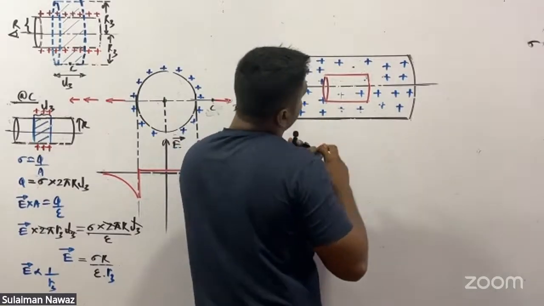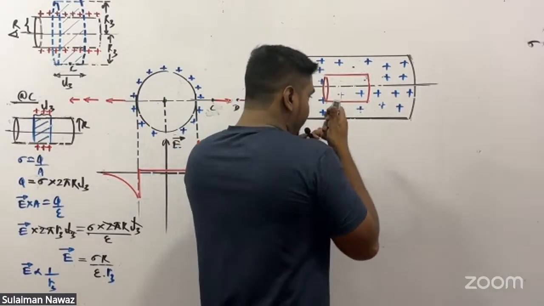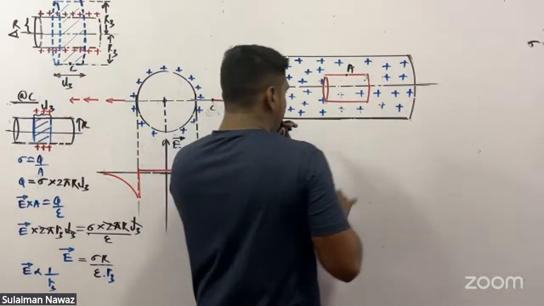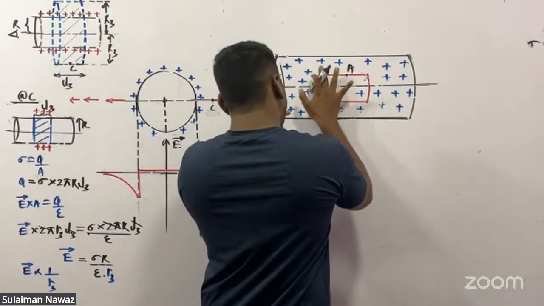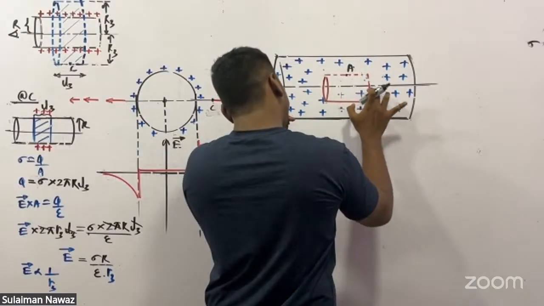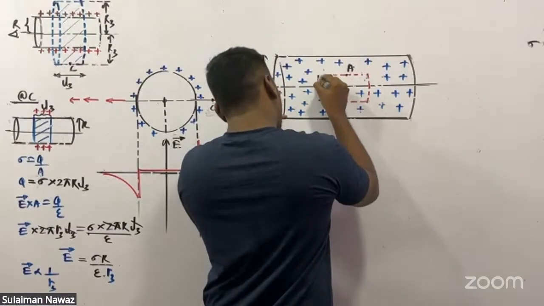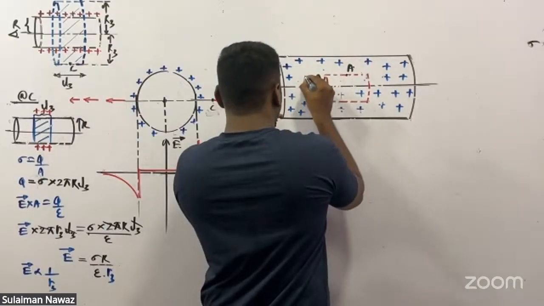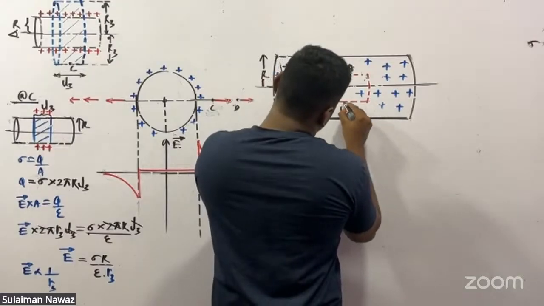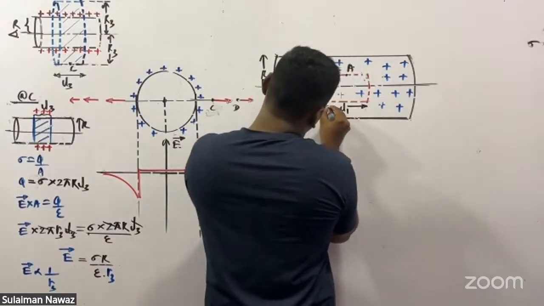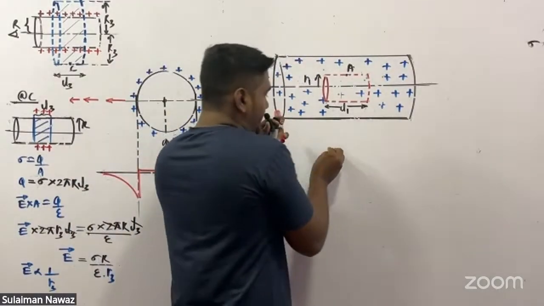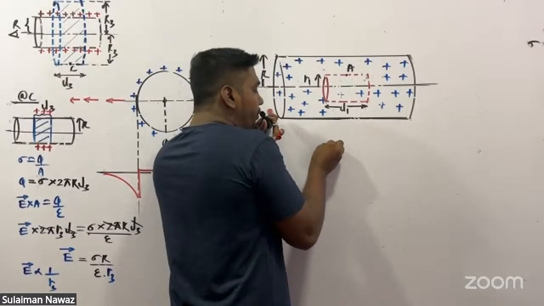Point capital A. The radius of the Gaussian cylinder, let's say, is R1. The length of the Gaussian cylinder, let's take it as L1. Then, step number one is to identify the charge distribution, which is going to be a volume charge distribution.